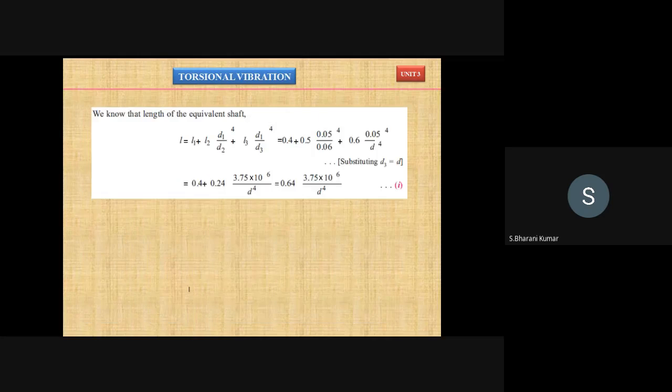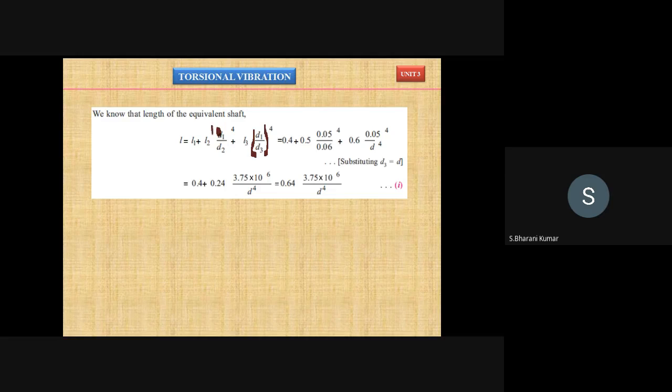Okay, that's the thing it will be given. Torsional equivalent shaft: L equal to L1 plus L2 (d1 by d2)^4 plus L3 (d1 by d3)^4. The bracket should come here, the bracket is missing here.